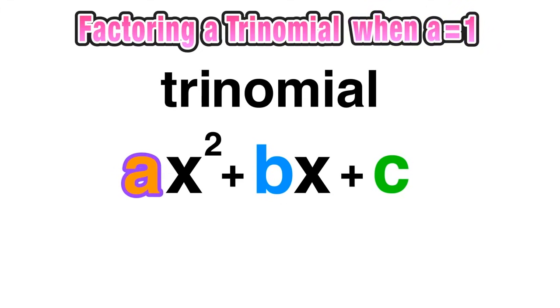That means that the a term, the coefficient in front of the x squared, is going to equal 1. And in most cases, we're not even going to see the 1 there, because when the coefficient is 1, we just leave it out and we're just going to see x squared.